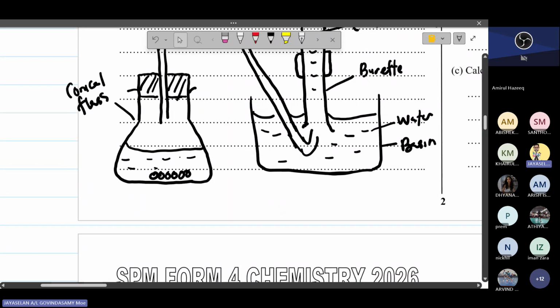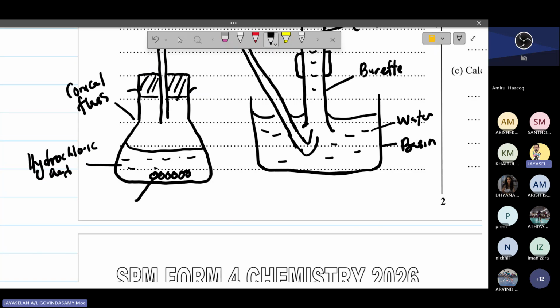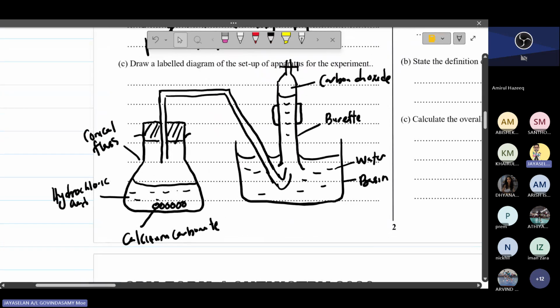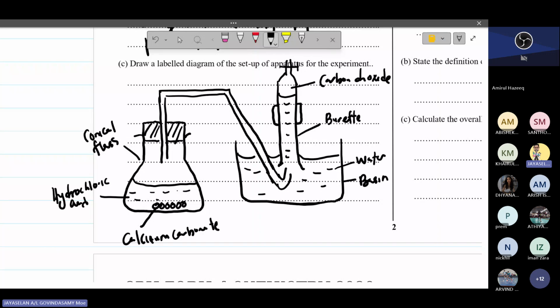After that, you label the acid. This is what? Hydrochloric acid. And this is known as calcium carbonate. You guys already score 3 marks for this drawing. Any question? No question. Okay, practice this one.